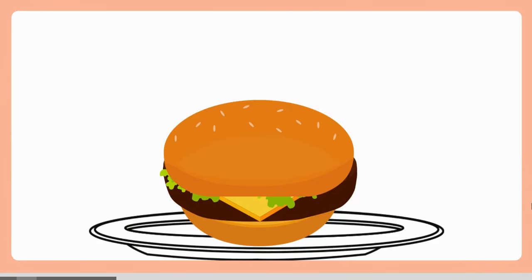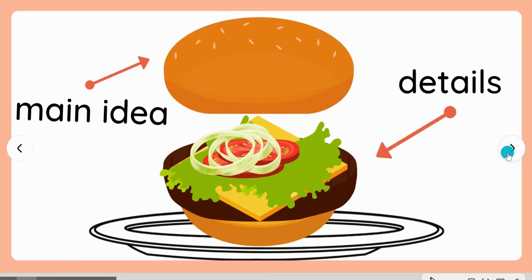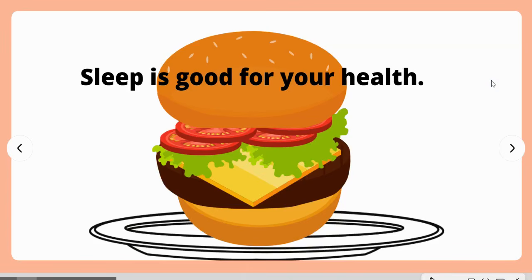What does this have to do with identifying the main idea? Now, the bun is the main idea. Everything else is details. Just like the bun, the main idea holds everything together, and the details support or reinforce the main idea. Let's look at this example.